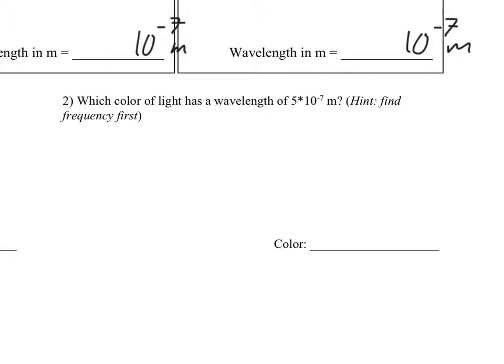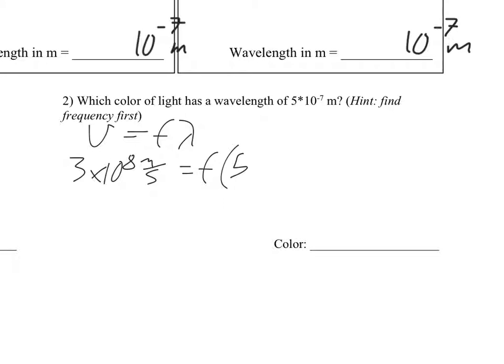The next one says, which color of light has a wavelength of 5 times 10 to the negative 7 meters? Hint, find frequency first. If you look at your colors, you'll notice that you can't really distinguish them by wavelength. It only gives it to you on your equation sheet by frequency, so you've got to convert to frequency first from wavelength. So again, we're using v equals f lambda. v is 3 times 10 to the 8th. Frequency is unknown, and we have 5 times 10 to the negative 7 meters.